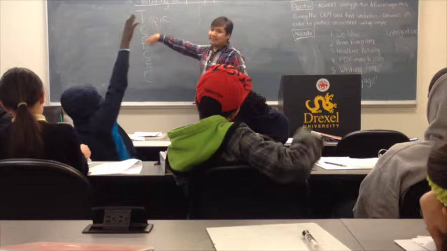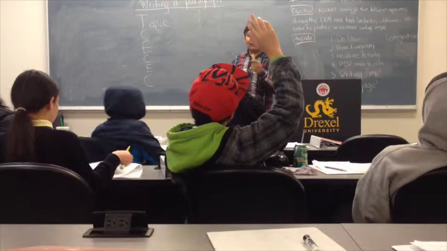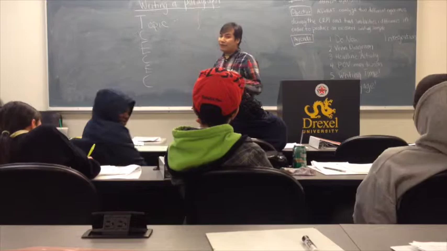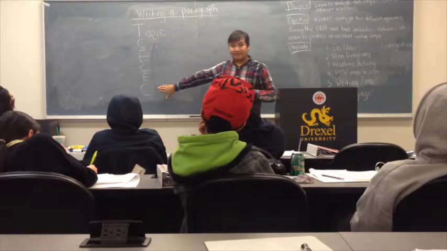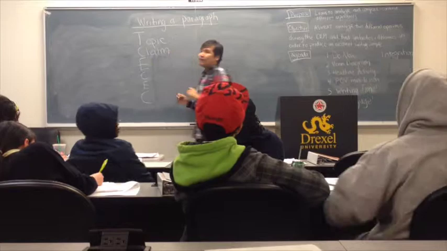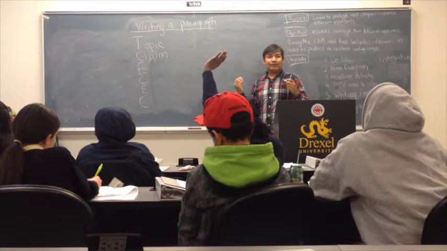Characters? Not exactly. Good try, though. Crutch words? No. So we want to avoid crutch words, right? Crutch words are things we don't want to include in our paragraph. These are things we do want to include in our paragraph. So the second one is claim. After you make your topic sentence and after you said what you're going to write about, you want to make a claim, right? This is something that you believe.